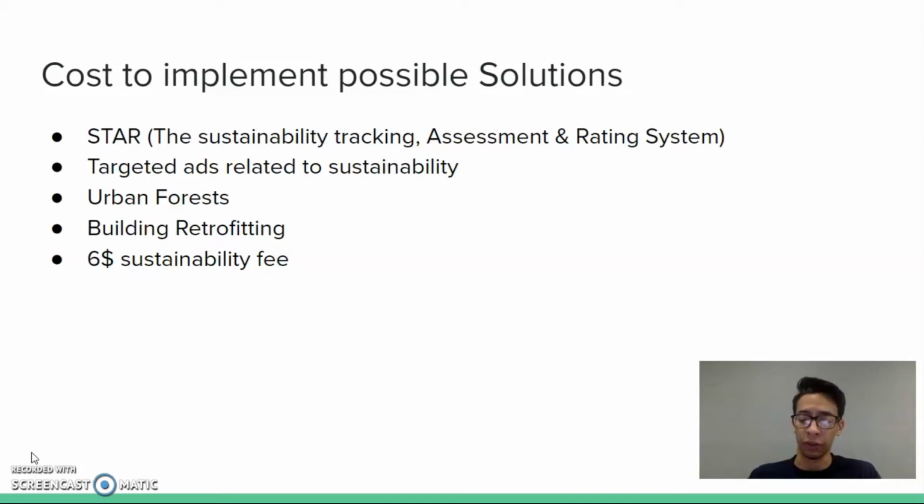improve our university's sustainability. And we as students believe that that $6 fee is more than worth it if it involves Wayne State improving its sustainability and improving its recycling system. And we believe that it would be more than worth it.